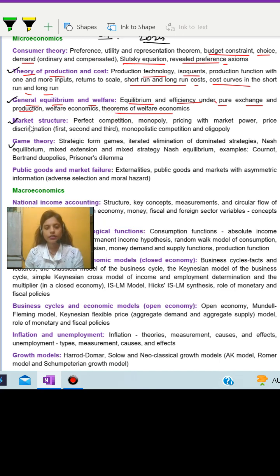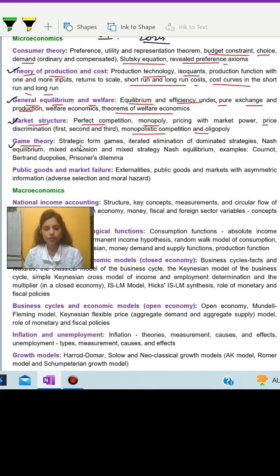Coming to the next part, that is market structure. Under this, perfect competition, monopoly, all the concepts should be clear to you. Monopolistic competition, oligopoly, all these things. Price discrimination, then market power, who holds the most powerful place in the market, that you need to understand. All these theories should be clear.